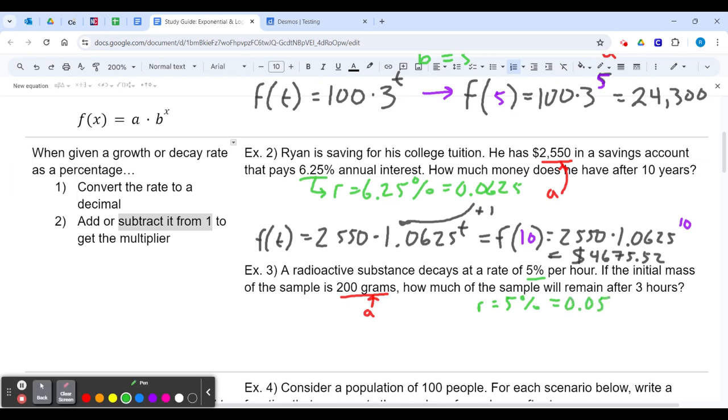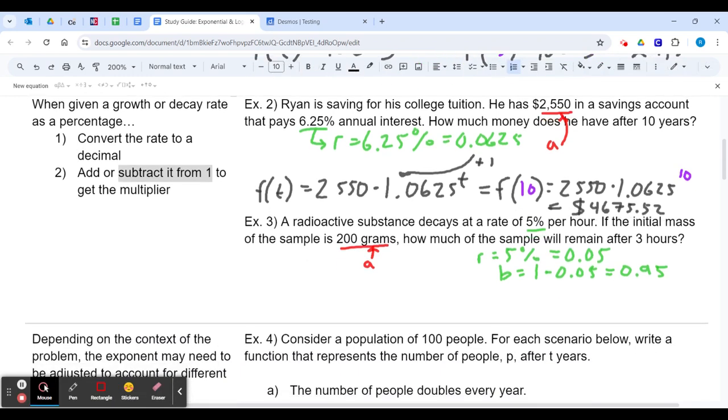And in this case, we want to subtract it from 1. So that base that we multiply by is 1 minus 0.05. We're starting with a whole. We're subtracting a little bit each time. So that gives us 0.95. And then we can write a function here. I'm going to scroll down just a little bit to give me some space.